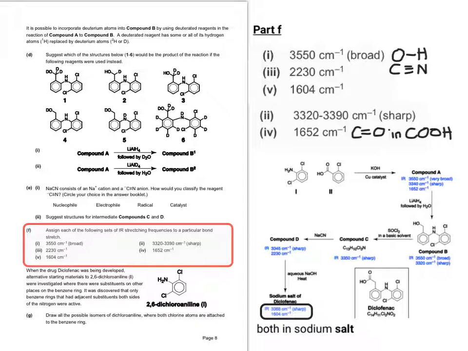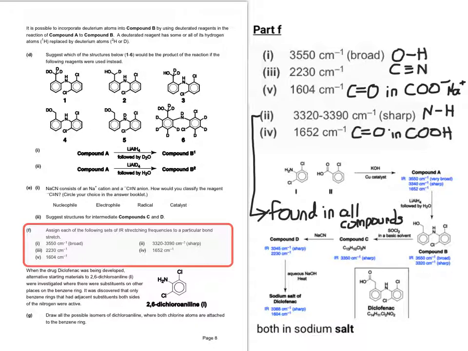So therefore, if you look at the 1604, that will still be a C double bond O. But this time it'll be in a carboxylate form because the sodium salt will look something like that. So the 3320 to 3390 sharp must be the NH because that's found in all the compounds and in none of the compounds has NH been changed. So therefore that completes all 5 of our absorptions.